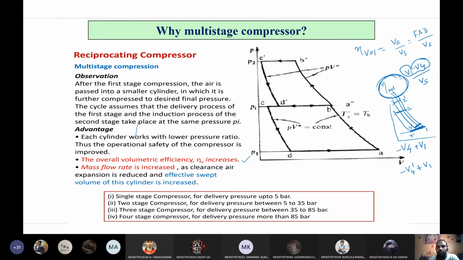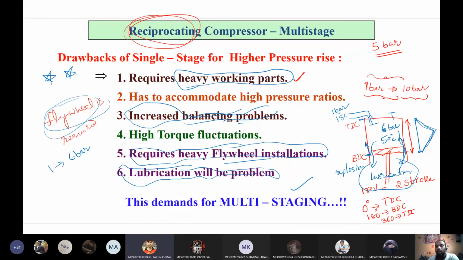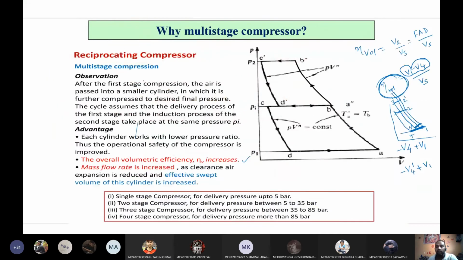Students, you should answer. Increases. Decreases, sir. Yeah, means if you increase the pressure, try to understand.